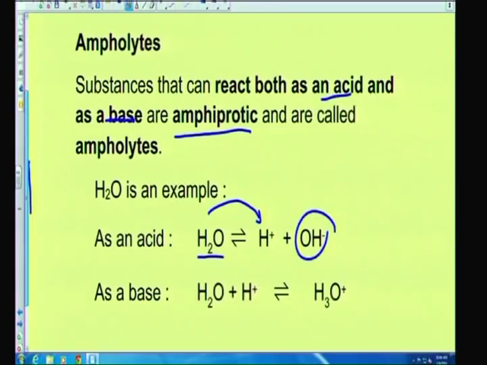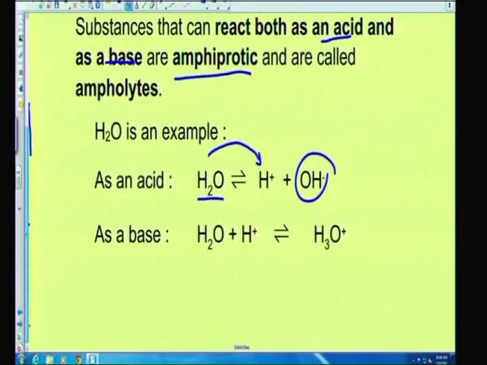Now, look at the hydroxide. In the reverse reaction, what's the hydroxide doing? It's accepting the hydrogen ion. So in this case, we've got the reverse reaction. That hydroxide would be the conjugate base. This will be the acid because it's going to donate the proton to form the water. So this is a proton donor. Very clear.